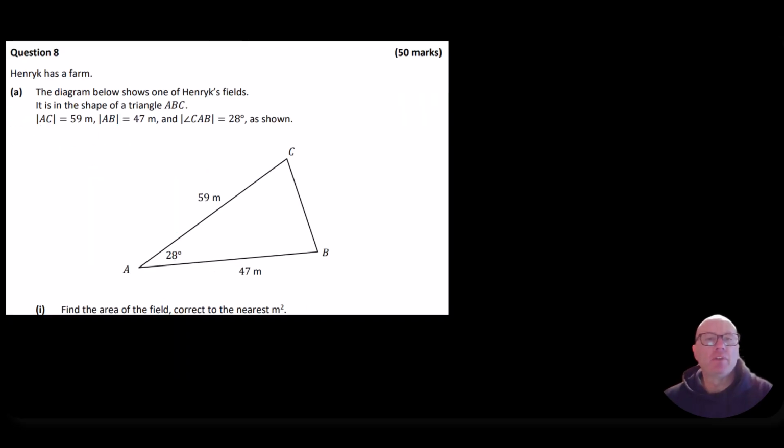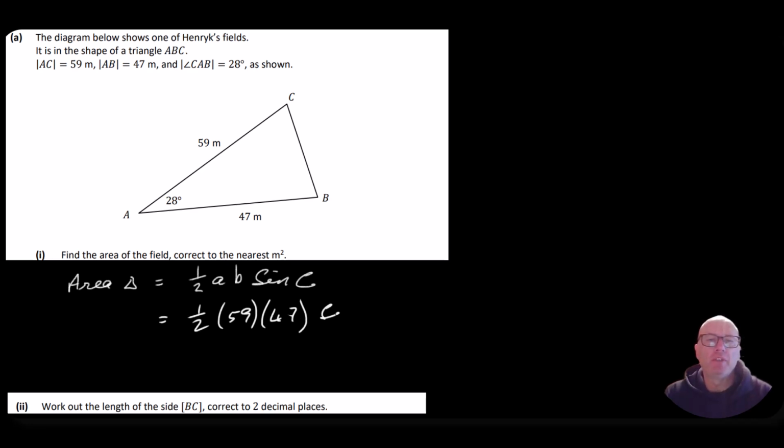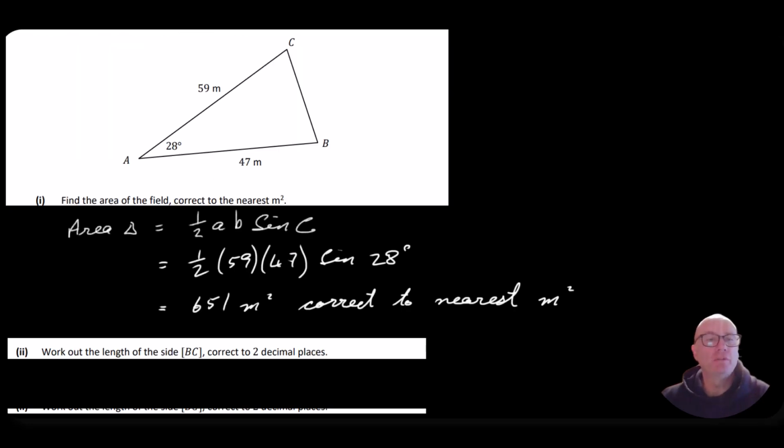So this is just simply a formula. The area of a triangle is going to be half ab sine C. This is where you have two sides and the enclosed angle. So we have this side here, we have this side here, and the angle enclosed by the two sides. So we can use this formula. So it's half times 59 times 47 times the sine of the angle, which is 28 degrees. So when you do all of that, you get, correct to the nearest square meter, 651 meters squared. Okay, let's have a look at part 2 of part A.